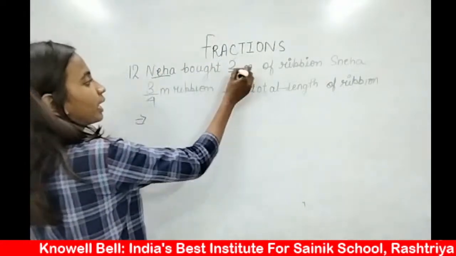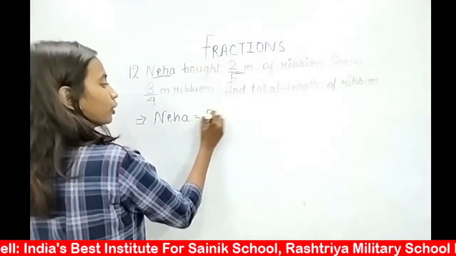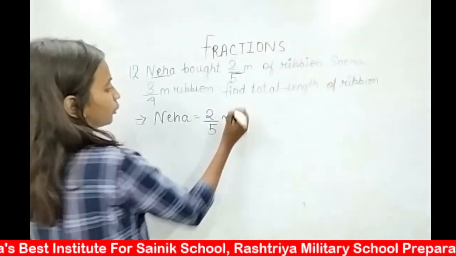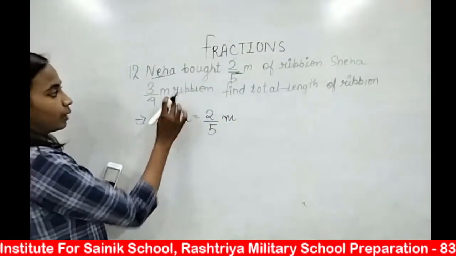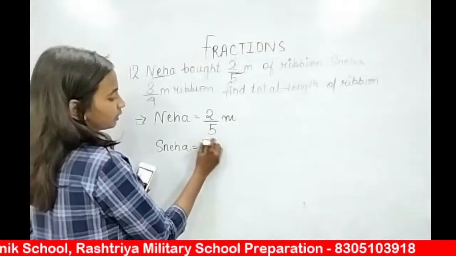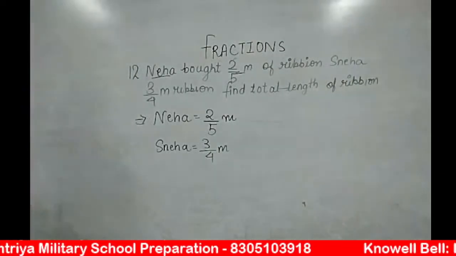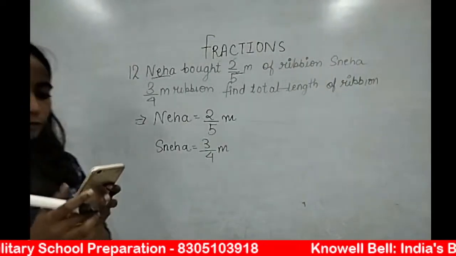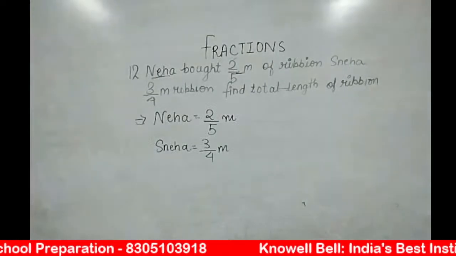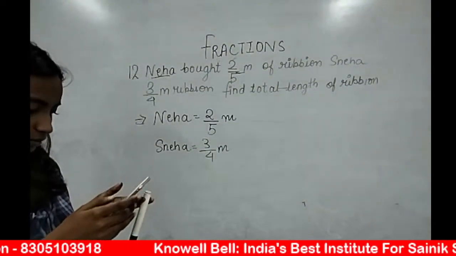How much ribbon Neha bought? Neha bought 2 by 5 meters. Sneha bought how much? 3 by 4 meters. In order to find the total ribbon they bought, what you will have to do? The screen is blurred. Just a minute. Yes, now it is fine.